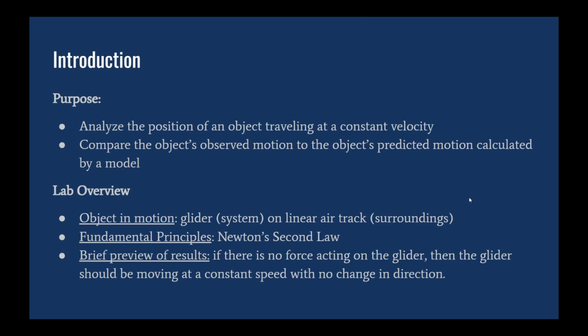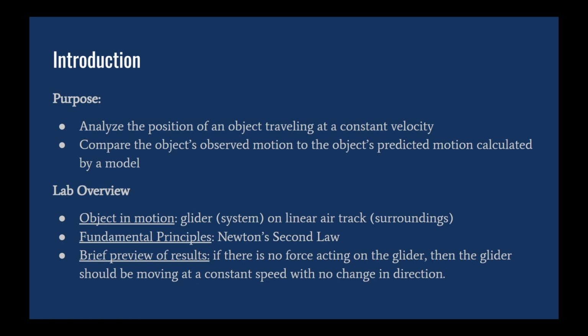So as an introduction, the purpose of this lab is to analyze the position of an object traveling at a constant velocity, and then we want to compare the object's observed motion to the object's predicted motion calculated by a model. In this case, we're using Tracker and GlowScript.